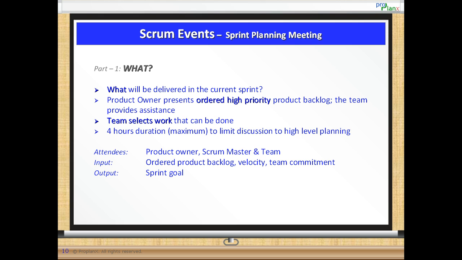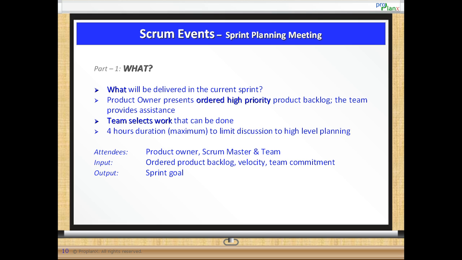In this meeting, the product owner, with the assistance of the team, presents the previously ordered high priority product backlog for consideration. Then the team discusses amongst themselves and selects work that can be done within the sprint. To encourage high-level planning, this meeting is necessarily limited to 4 hours duration. If the sprint is shorter than 1 month, the duration of these meetings can be proportionately scaled.